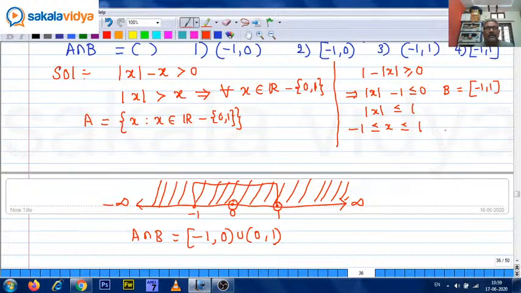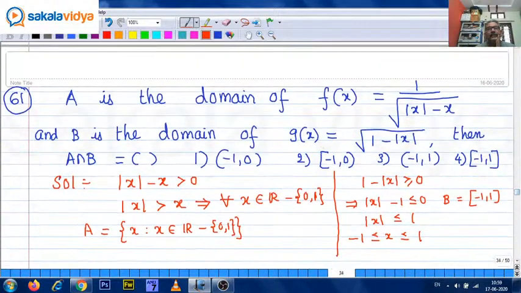Now, what do you mean by this one? Minus 1 comma 0 is there and 0 comma 1 is there. Yes, now we can take the second option as the correct option. You can take it. Right.